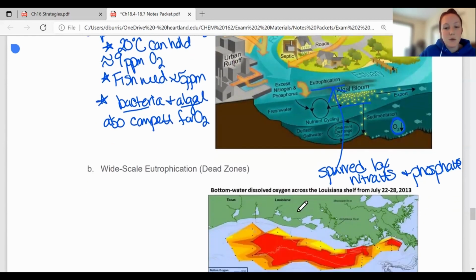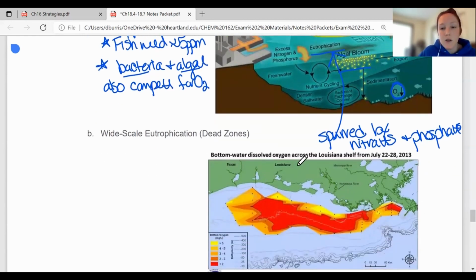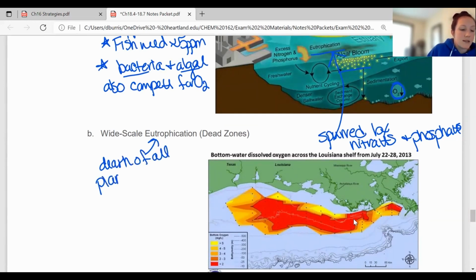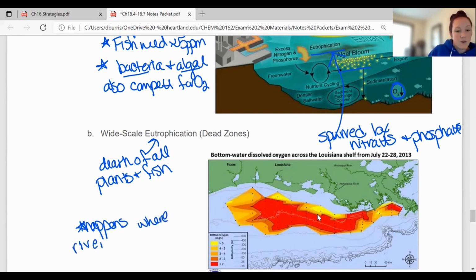So there's actually some spots where this consistently happens. This is right under Louisiana. Okay, this is the Louisiana shelf. And the oxygen levels are very low here. So the fish cannot exist. So this is wide scale eutrophication. Eutrophication is death of all plants and fish. Okay, and this actually happens when rivers are emptying into the oceans, which is why we see it down here where there's multiple rivers that empty into the ocean.